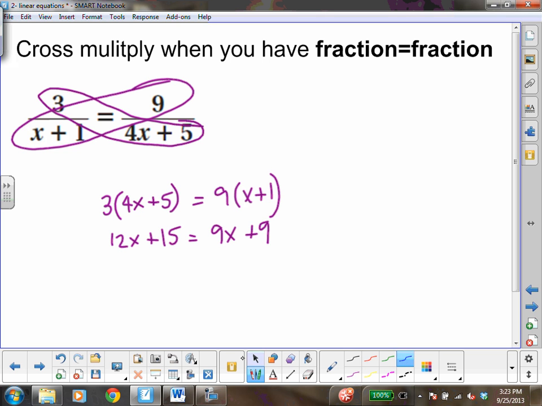I had to use the distributive property to get rid of the parentheses. Now I'll combine like terms. I'm going to subtract 9x from both sides to get 3x plus 15 equals 9. And I'll subtract 15 from both sides and end up with 3x equals -6. And my answer ends up being x equals -2.